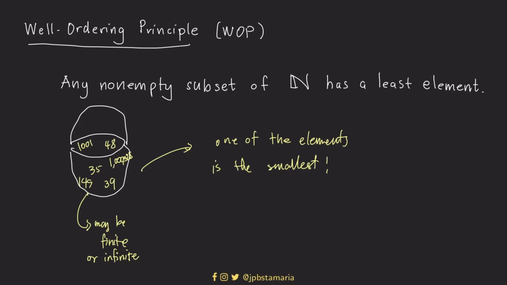Siyempre, mga positive integers ang laman niyan. Kung makuha mo man sa bucket mo lahat ng mga positive integers, ang pinakamaliit na element, 1, di ba? Pero kung hindi mo man makuha lahat, kasi hindi mo makuha si 1, sure daw tayo na may pinakamaliit dyan. Did you understand the well-ordering principle?